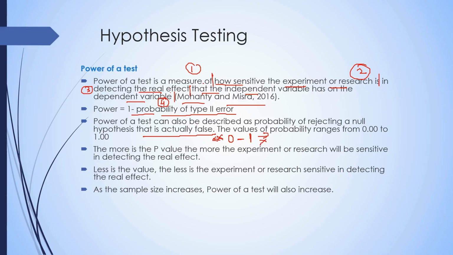The higher the power of a test, the more sensitive the experiment or research will be in detecting the real effect. The lower the value, the less sensitive the experiment or research is in detecting the real effect. And as the sample size increases, the power of a test will also increase. So I think by name itself we know the power of a test is how efficient the test is at detecting whatever the variables are under study, the relationship between variables under study.